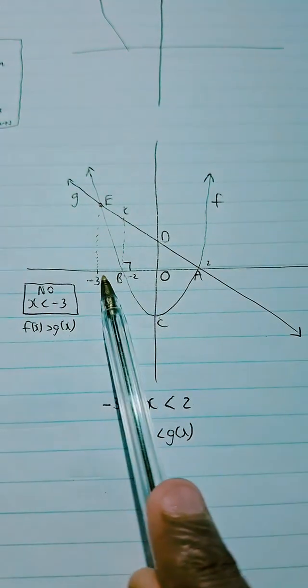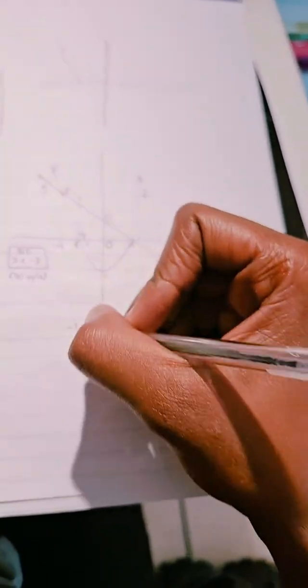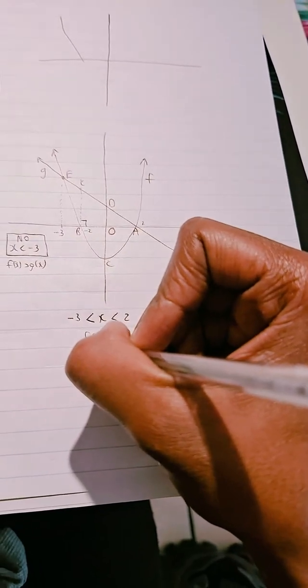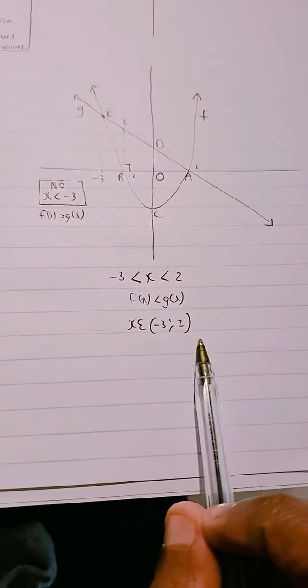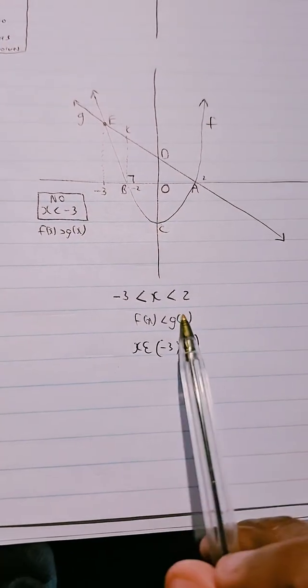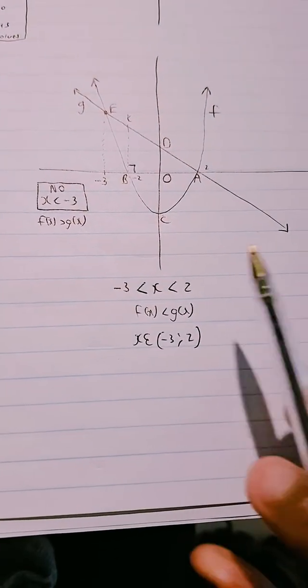What are the X values? X from negative 3 to 2. You can write the answer in two ways. You can either say this, or you can say X is an element from negative 3 all the way to 2. That's interval notation. So two ways of writing the answer. It's really up to you.